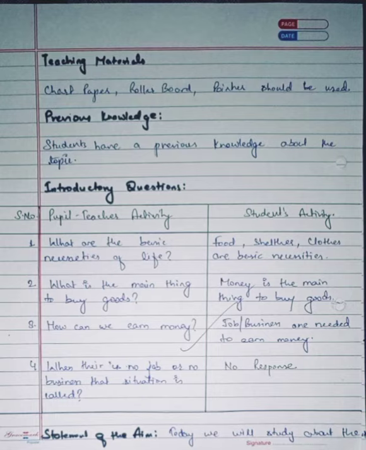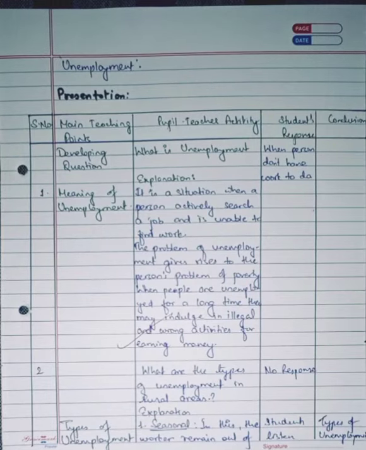So we have to start with the statement of the aim. Today we will study the topic unemployment. And after the statement of the aim, the next heading is presentation. In the presentation section, there are columns like serial number, main teaching points, teacher activity, students response and conclusion.